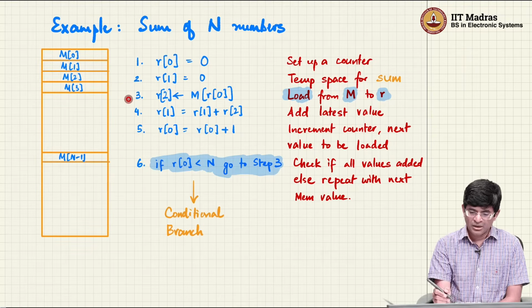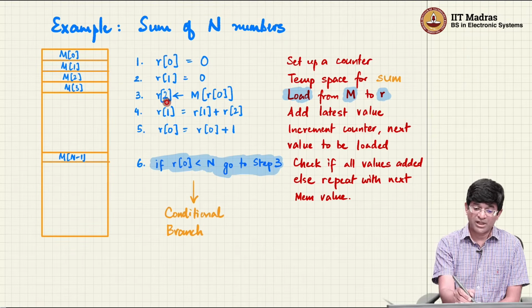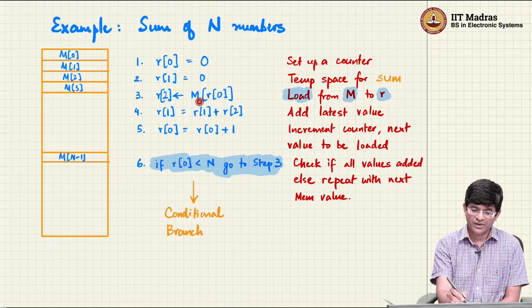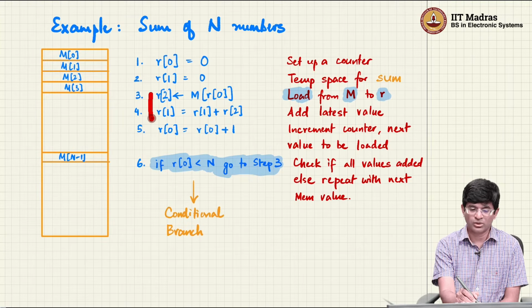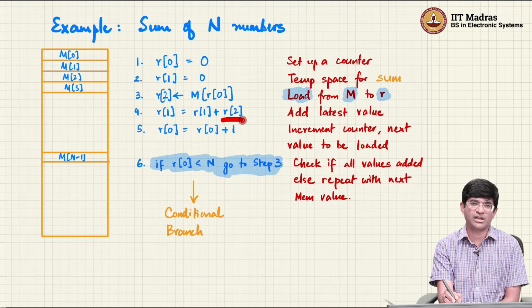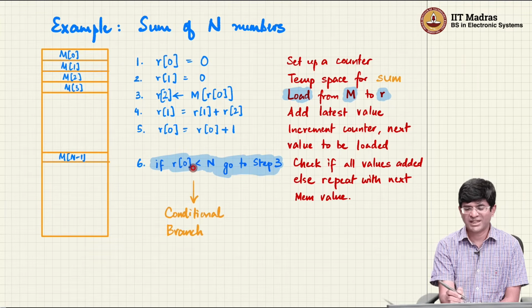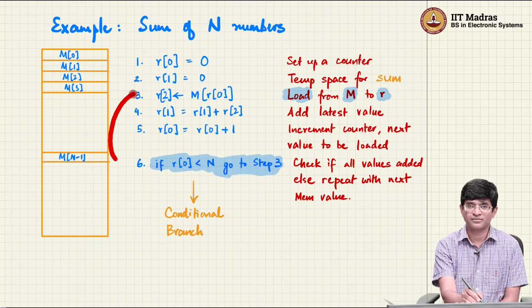Okay. What will that do? That will basically pick up a new value of R2 from m of, now R0 is equal to 1, so it will pick up m of 1 and put it into R2. What's next? I go forward to step 4. R1 will now get the value R1 plus the new R2 that I picked up. R0 will again get incremented to 2. I'll come here. Is R0 less than n? Let's say that n was equal to 10 or something like that. Yes, it is. Go back to step 3.